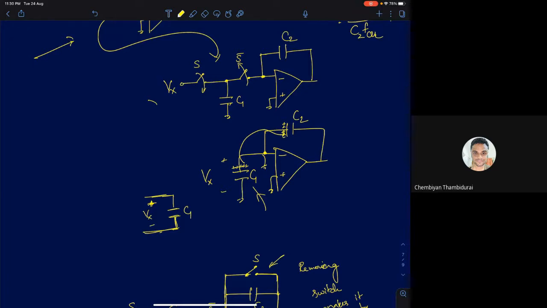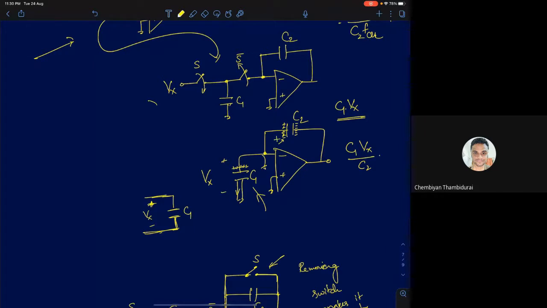Which means it has to lose all its charge. The negative charge will go to the ground here, and the positive charge will go to this plate here, and the op amp will supply the negative charge to the other plate. The charge on the positive and negative plates is the same, C1 times Vx. This is the charge that is transferred from C1 to C2. That divided by C2, C1 times Vx divided by C2, is the voltage across the capacitor. Remember the polarity of this voltage is this way: C1 by C2 into Vx, with this plate positive and this negative.